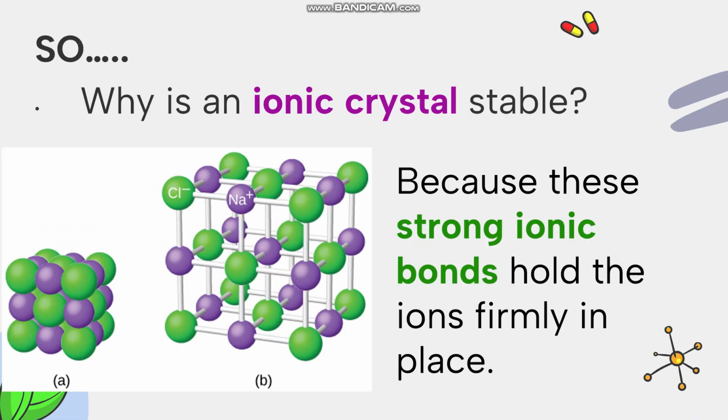The second question is, why is an ionic crystal stable? Because these strong ionic bonds hold the ions very firmly in place. As follow-up to question one that I mentioned before, please write down the answers for these two questions.